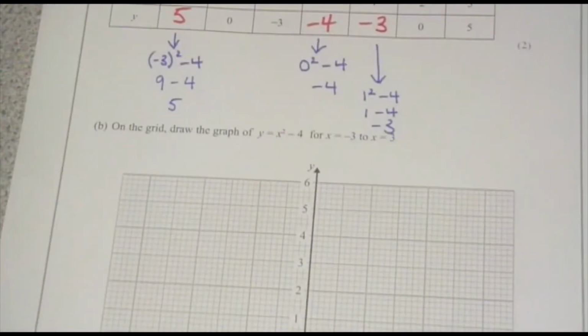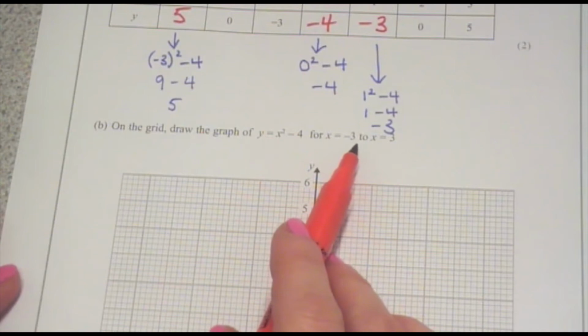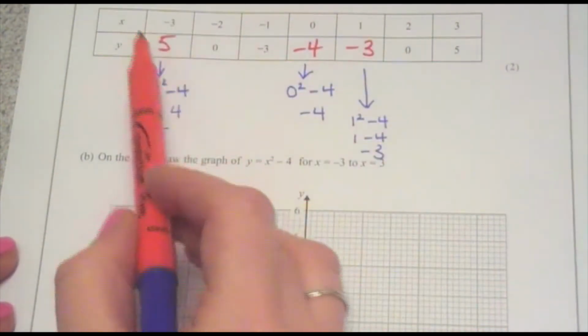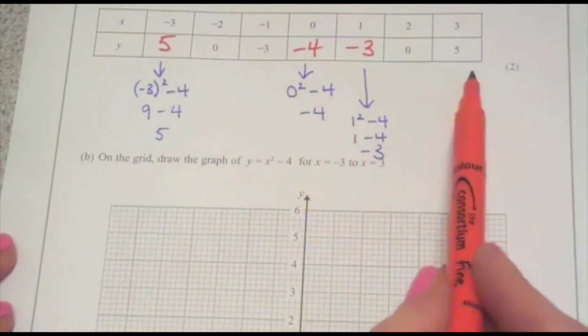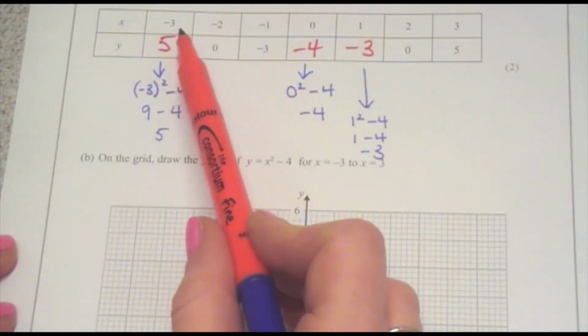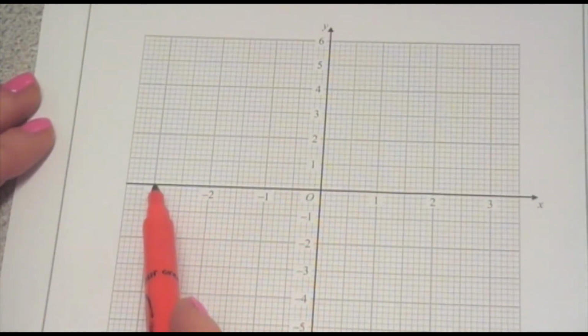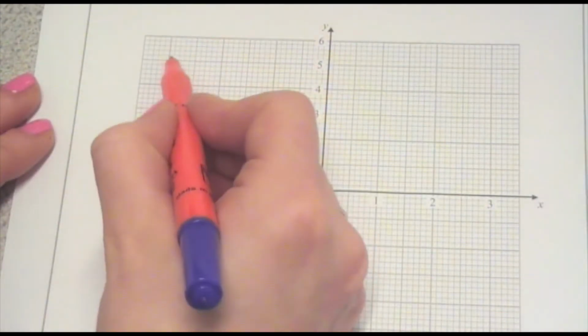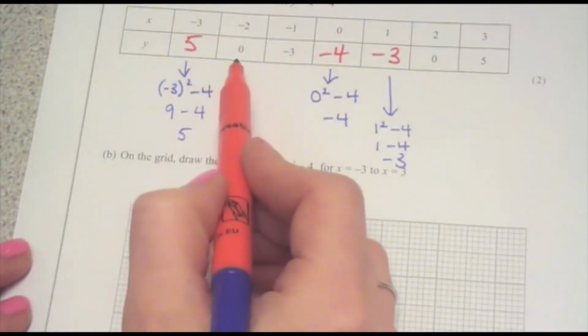For question B, it says on the grid, draw the graph of y equals x squared take away 4 for x equals minus 3 to x equals 3. Okay, and luckily we've got all the coordinates in this table up here. So these are all my x coordinates, these are all my y coordinates. Now the first one I'm going to plot is minus 3, 5. So on my axis, I'm going to go across minus 3 and then go up 5.